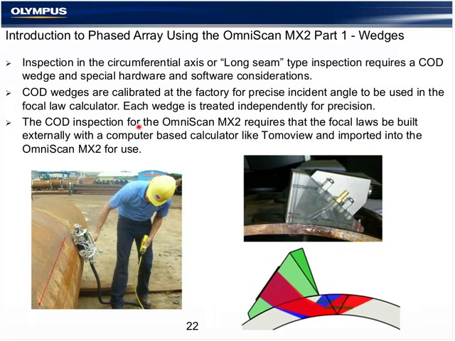The wedges in the circumferential orientation, like you see here, or a COD wedge, require a calculator to be imported into the MX2, as the onboard calculator doesn't have that capability. And we'll see examples of all of these when we start programming the phased array.